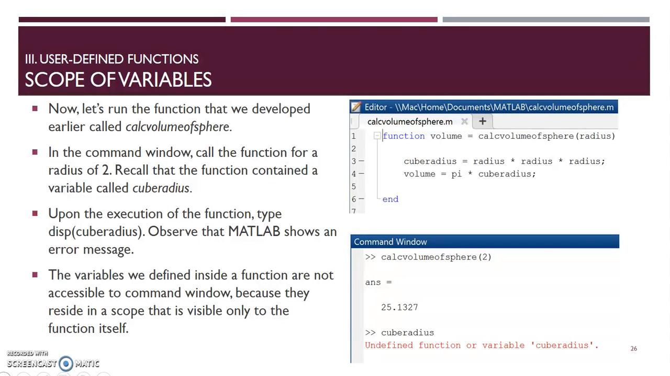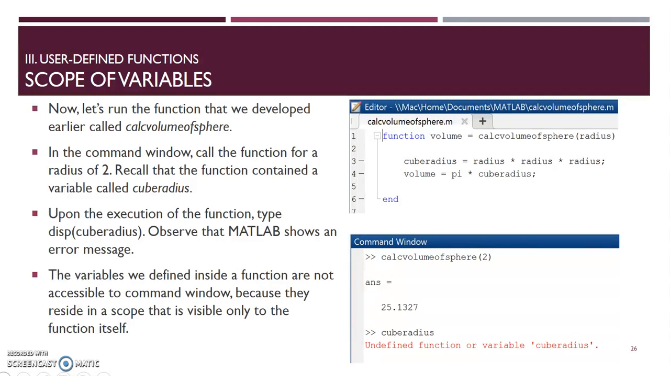What does that tell us? It says the command window does not access the variables inside the function. That is, the scope of the variables in the function is not the same as the scope of variables in the command window. In fact, only the function itself can see its own variables.